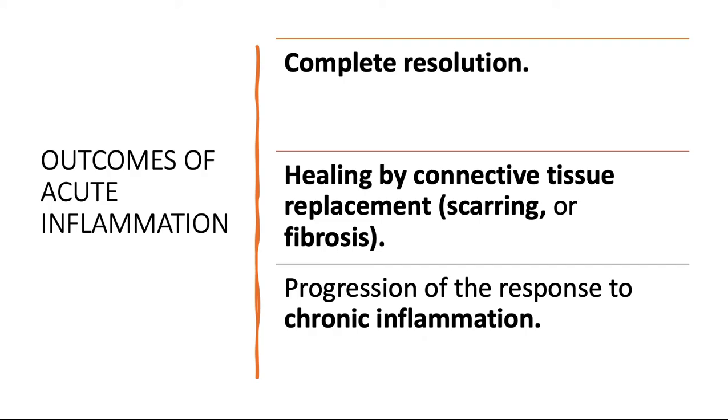Although this might be expected, many variables may modify the basic process of inflammation, including the nature and intensity of the injury, the site and tissue affected, and the responsiveness of the host. Acute inflammatory reactions typically have one of three outcomes: the complete resolution, healing by connective tissue replacement, the scarring of fibrosis, and progression of the response to chronic inflammation.